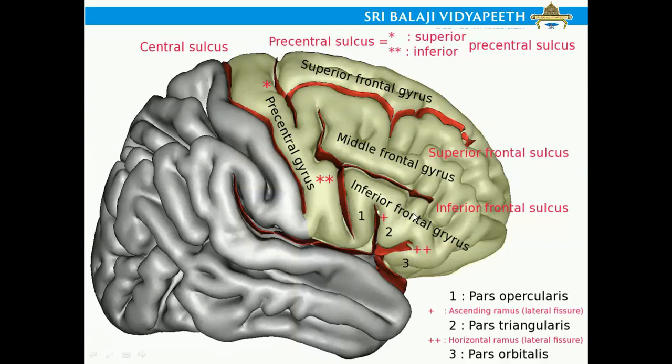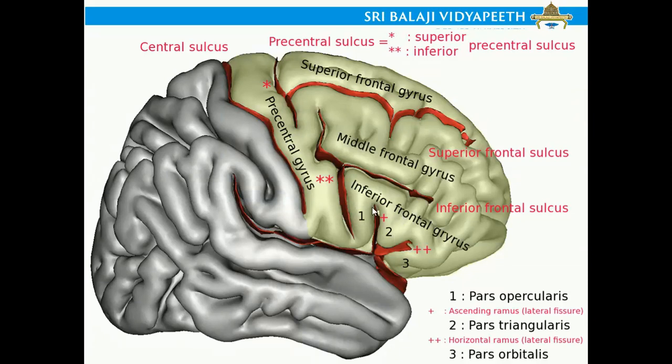Then the inferior frontal gyrus is getting divided into three parts. The first part is called the pars opercularis, and it is called the ascending ramus of the lateral sulcus, because the sulcus that is separating the frontal lobe from the temporal lobe is otherwise called the lateral sulcus. So you can also give it the word ascending ramus of lateral fissure. Then this is the pars triangularis. Then this is the pars orbitalis. So these are the three parts of the inferior frontal gyrus.